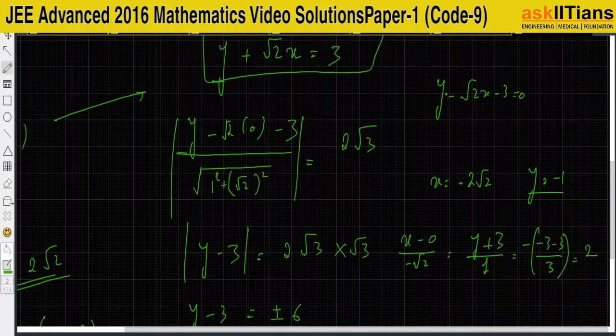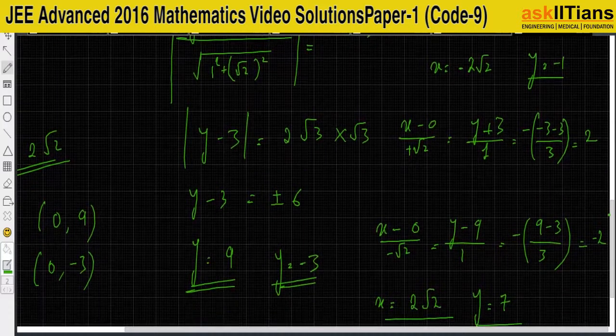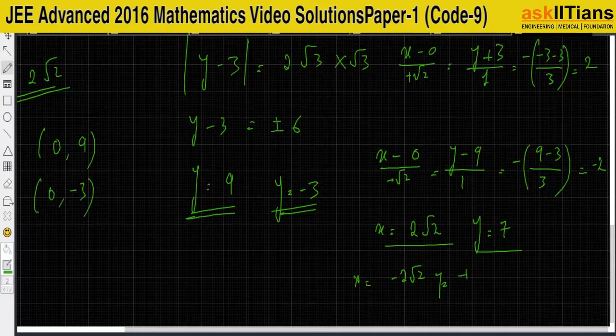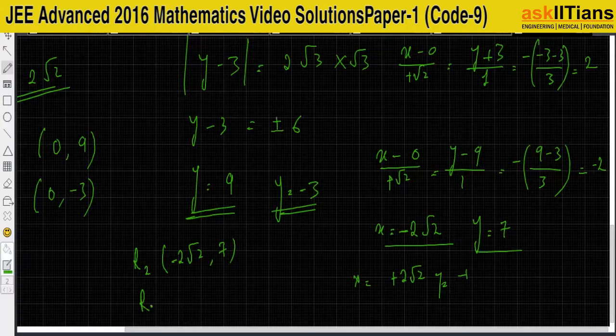Actually wait, there was a plus here, so this will be plus, and here also it will be plus. So this will be minus and this will be plus. Yeah, so the two points are: R2 will be minus 2 root 2 comma 7, and R3 will be 2 root 2 comma minus 1. These two are the points, R2 and R3.